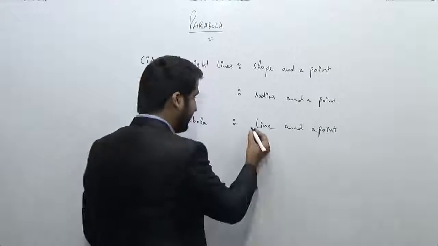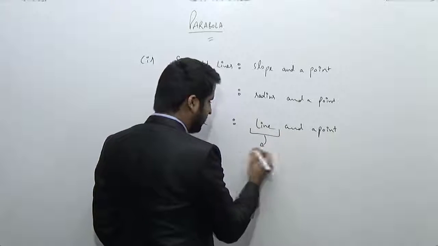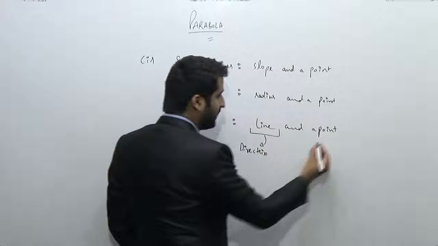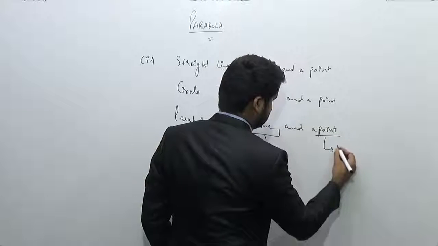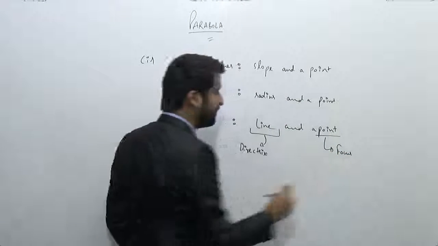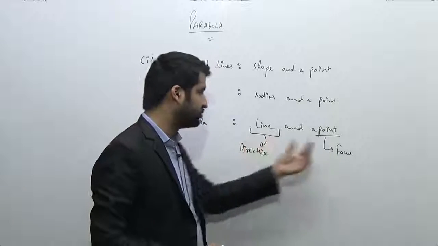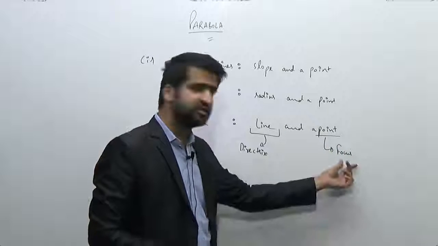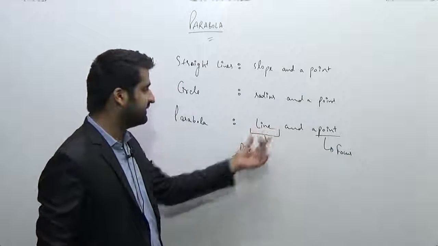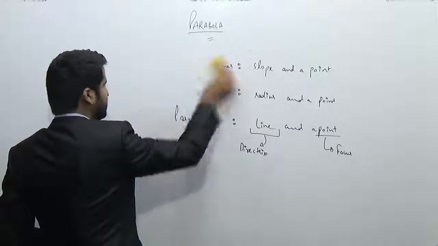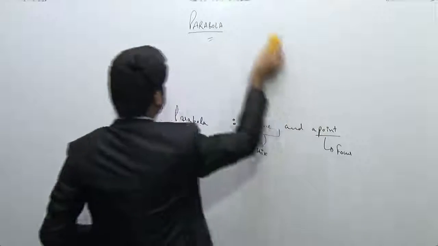And this line is called the directrix, and the point is called the focus. So in case of a parabola, we need two things to draw it. The first one is a fixed point, which is called the focus, and the second thing is a line, which is known as the directrix. Right? So first we'll see what is the shape of a parabola.